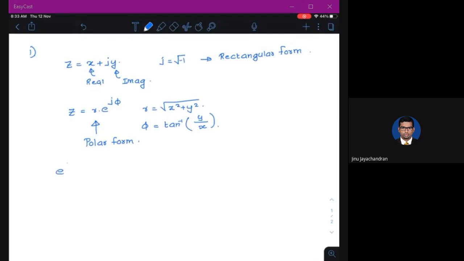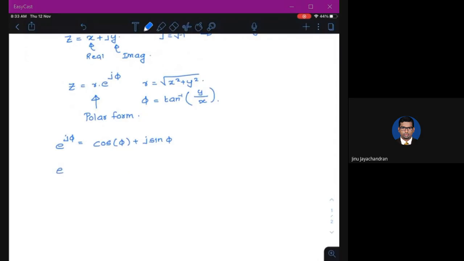Now, we know the expansion of e raised to j phi, which is cos of phi plus j sine of phi. And similarly, if you do e raised to j of omega t plus phi, because let's give a time variable also, this is basically cos of omega t plus phi plus j sine of omega t plus phi.